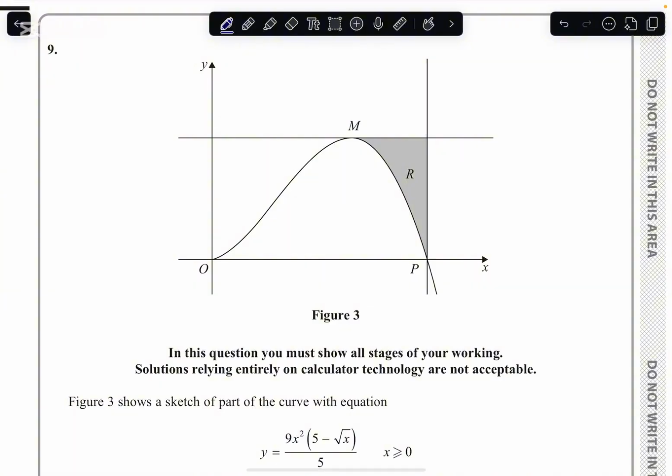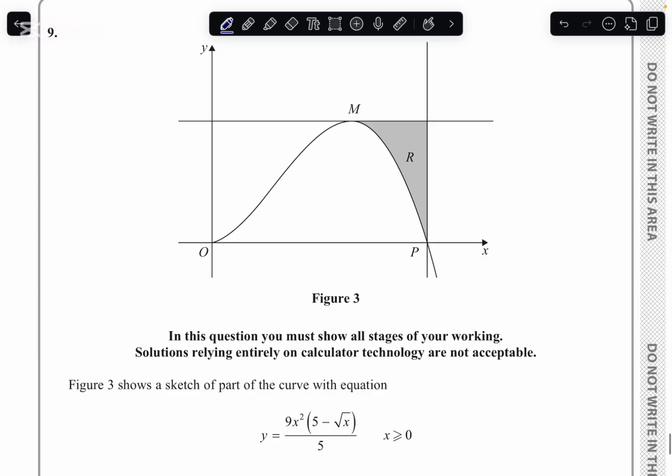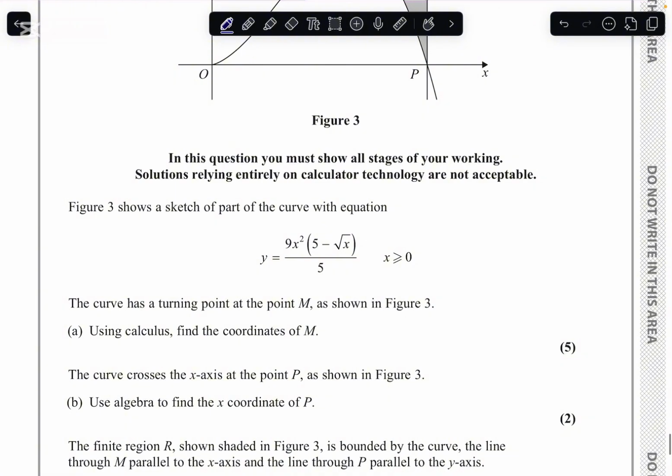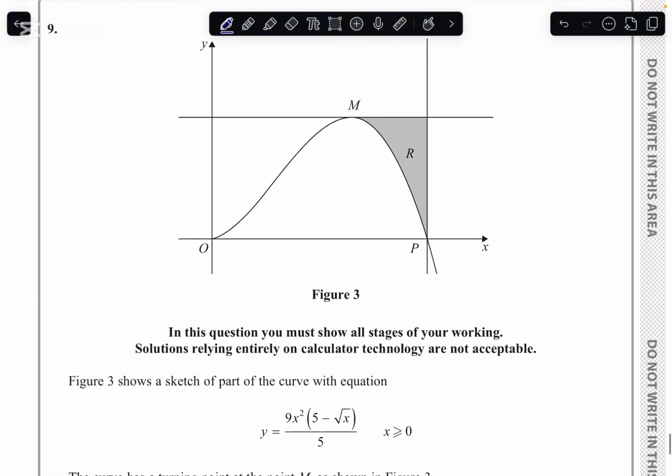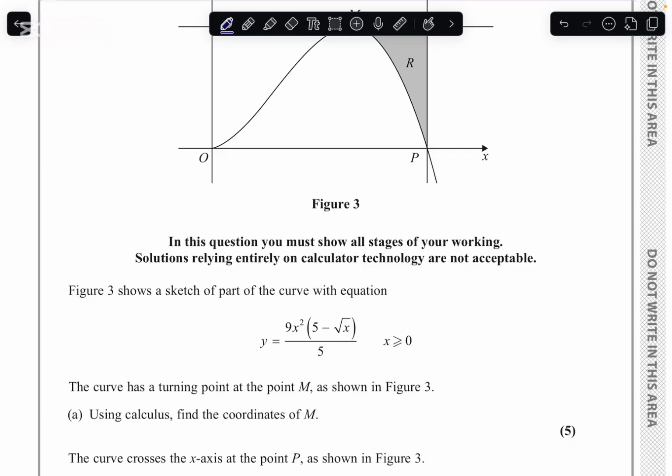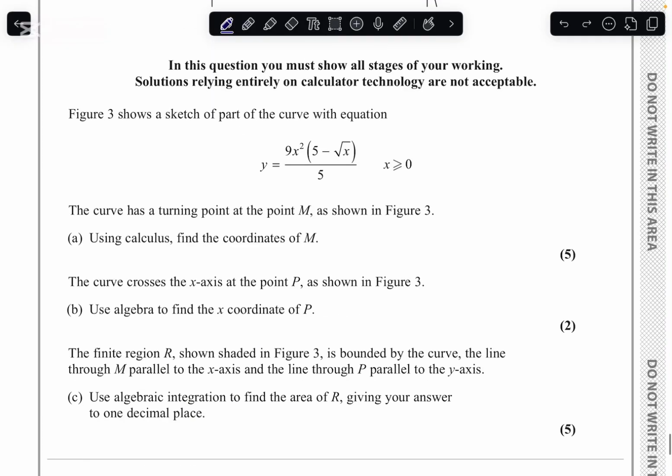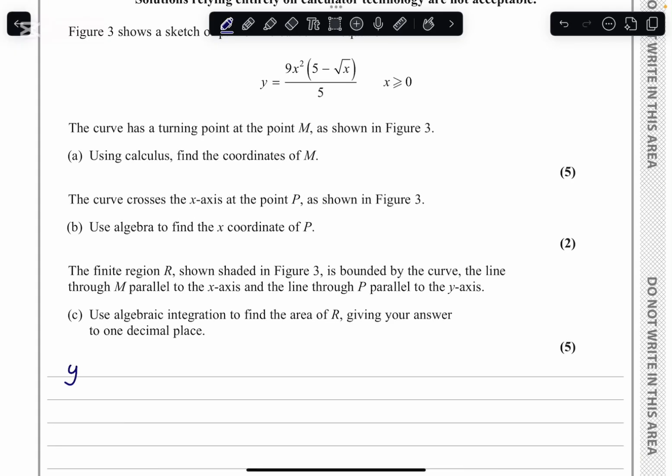In question 9, we are given a graph. It shows a sketch of a part of the curve with equation y equals 9x squared times (5 minus root x) all over 5. The curve has a turning point at the point M here, as shown in figure 3, and we need to use calculus to find the coordinates of M. So a turning point can be found when you set the first derivative to be equal to 0. However, before differentiating, let's simplify this equation a bit better.